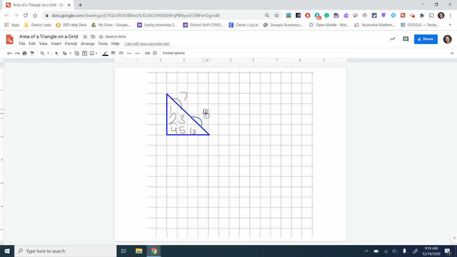So there's one way for us to find the area. So we have an area of 8 units squared.